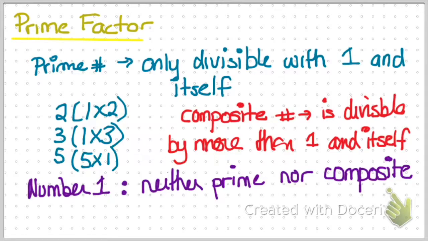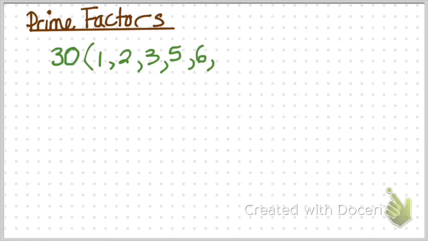You know what factors are, you know what prime numbers are. Now we're going to mesh them together and we're going to do prime factors. We already know that certain numbers have factors, and we can use the example 30 that we used in one of the first slides. So we said that the factors of 30 were 1, 2, 3, 5, 6, 10, 15, and 30.